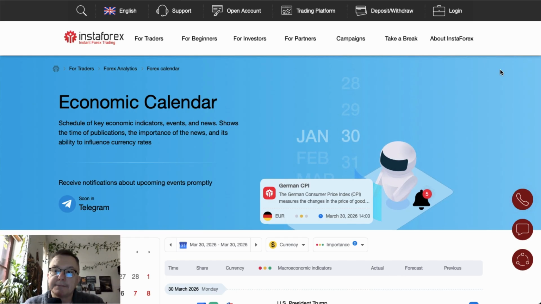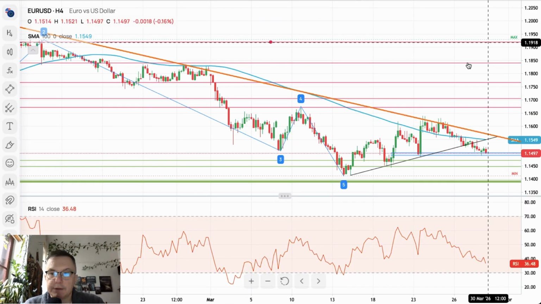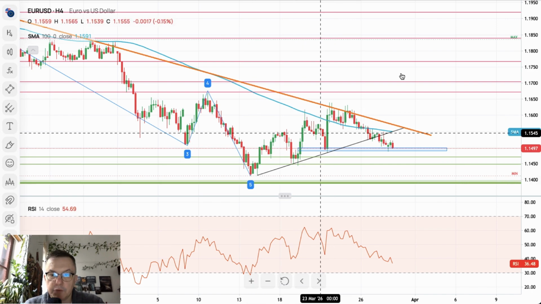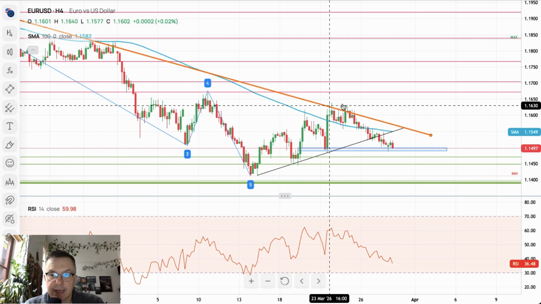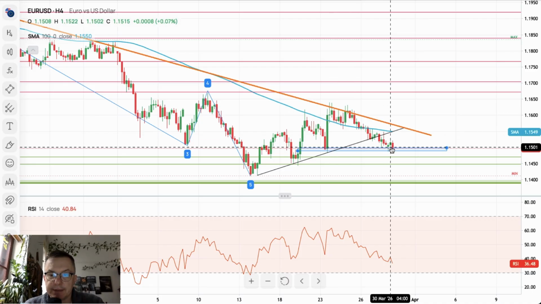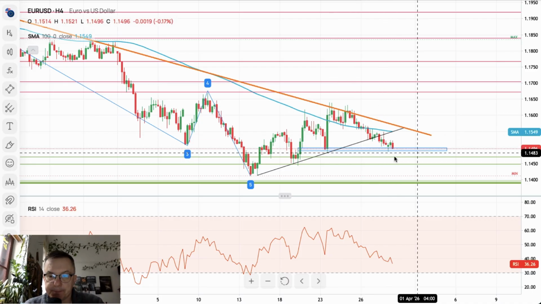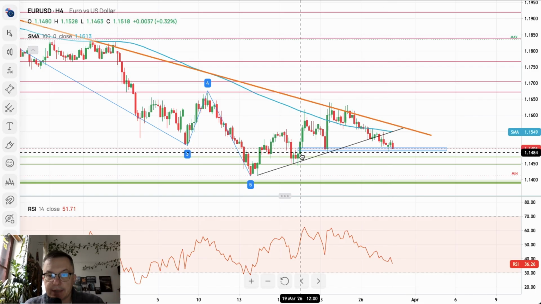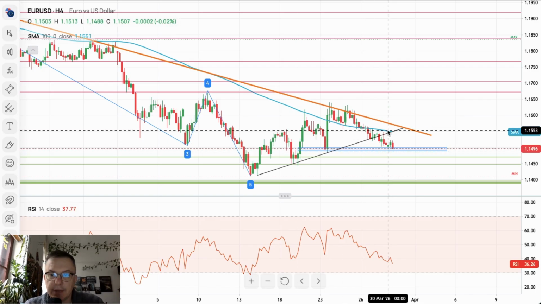We start with euro dollar. So the euro dollar 4-hour time frame chart is looking bearish after this movement to the upside. Corrective movement to the upside has been completed at 1.1640. Now reversal to the downside is coming back into the gap. The gap, this is the fair value gap, obviously, FVG.